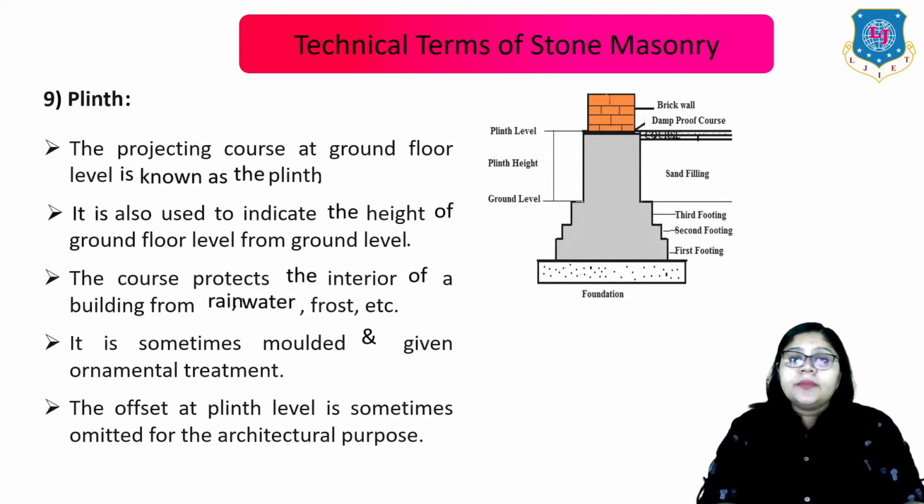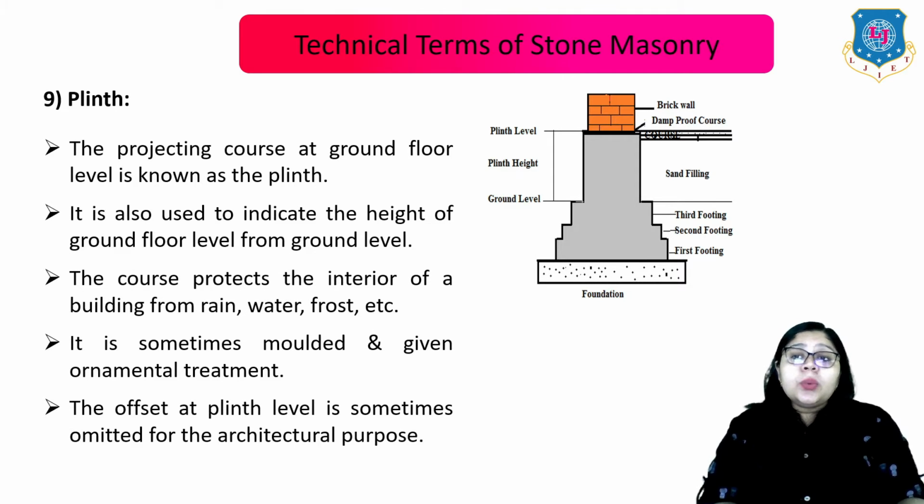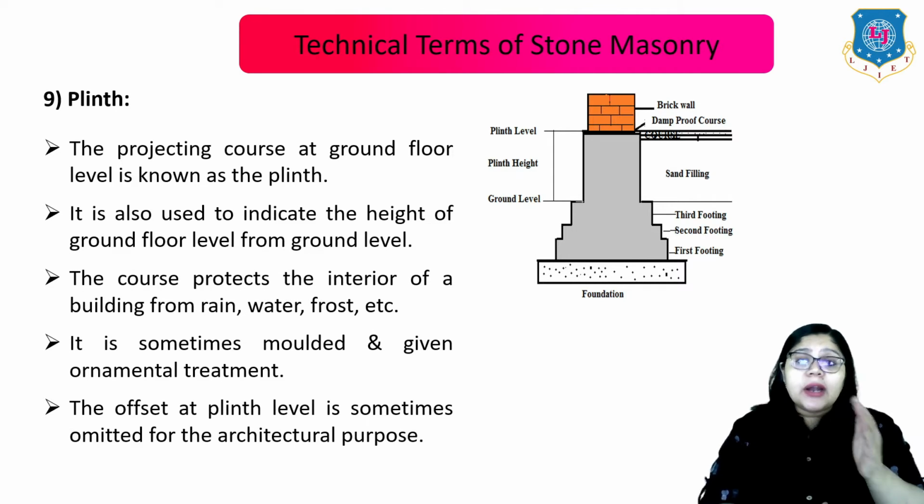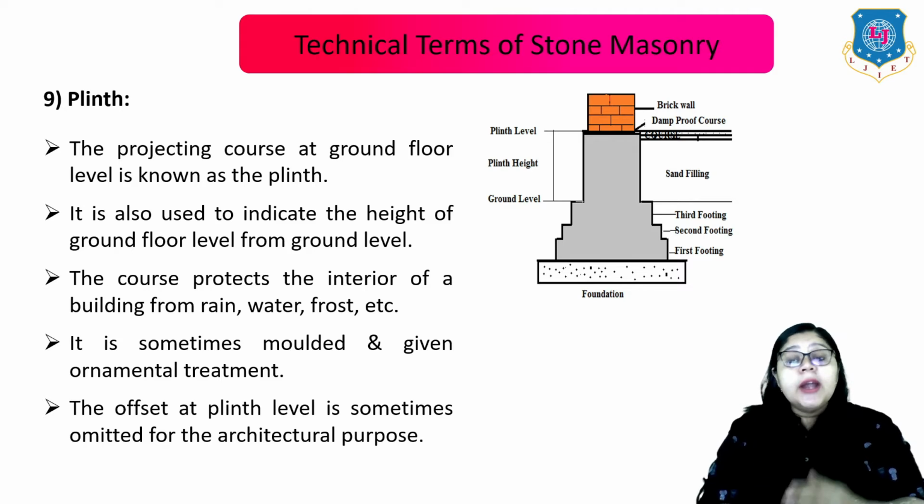Now the most important one, the ninth one, is the plinth. The projecting course at ground floor level is known as the plinth. It is also used to indicate the height of ground floor level from the ground level. The course protects the interior of a building from the rain, water and the frost. It is sometimes molded and given ornamental treatment. The offset at plinth level is sometimes omitted for architectural purposes.